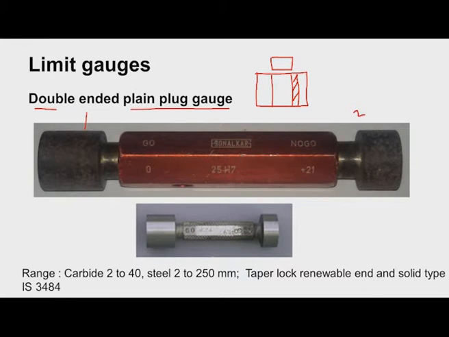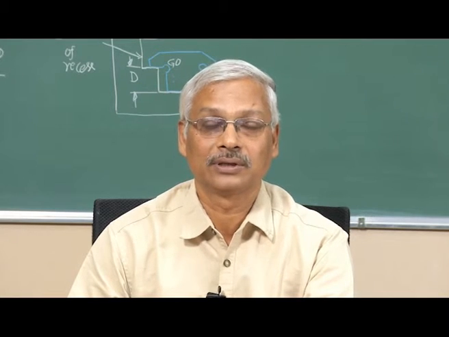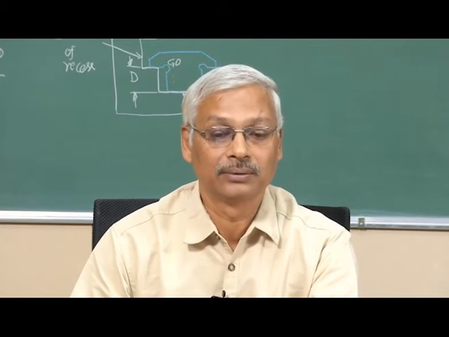When it enters, we remove it and then we try to insert the no GO part, the no GO side of the gauge, into the hole. No GO should not enter into the hole. You can see here no GO is slightly greater than the upper limit, so this no GO will not enter. That means when GO enters into the hole and no GO does not enter, then that hole is acceptable, and the workpiece with that particular hole is acceptable.